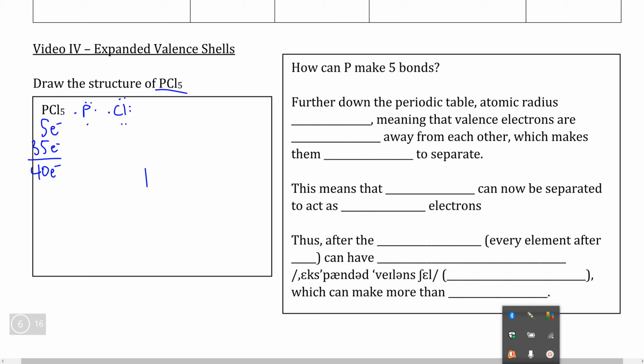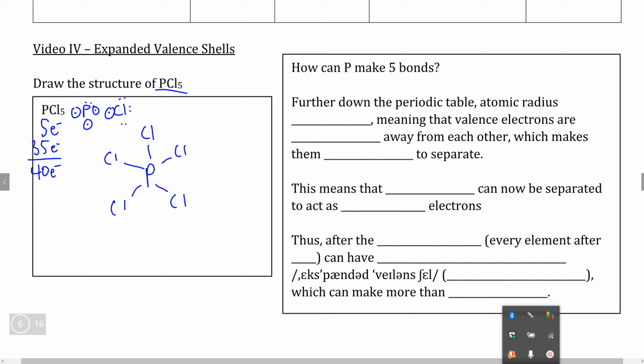We know that phosphorus is the central atom because it has 3 unpaired valence electrons, while chlorine only has 1. So let's put phosphorus in the center and surround it with 5 peripheral chlorine atoms, which we can then connect to phosphorus with single bonds. Now again, this means that our central phosphorus atom actually has 5 bonds, but we can see how this is excusable when we actually work through this.